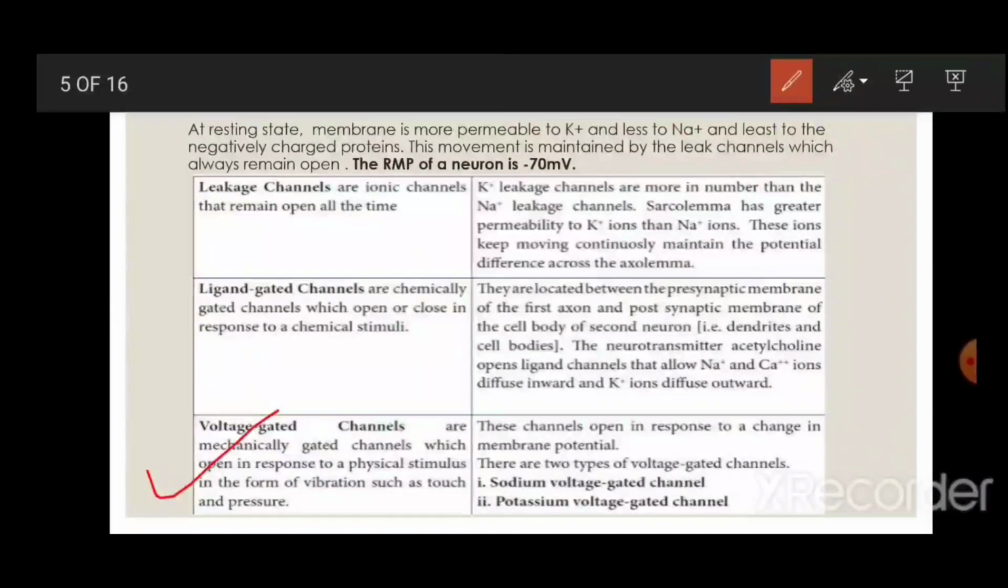And then there is a voltage gated channel, and these are mechanically gated channels which open in response to a physical stimulus in the form of vibration such as touch and pressure. So this is what we are going to see next.